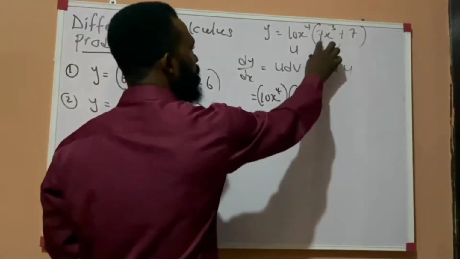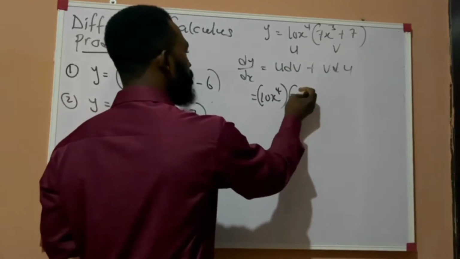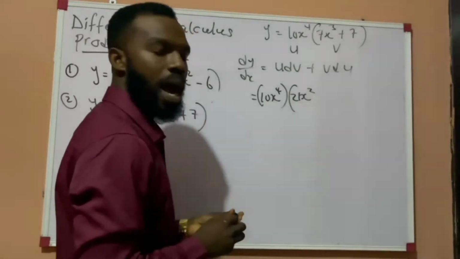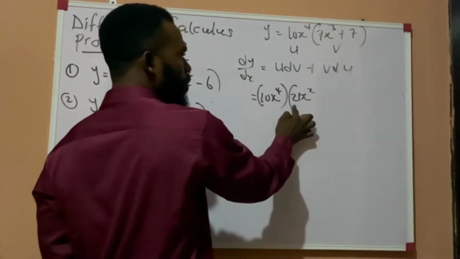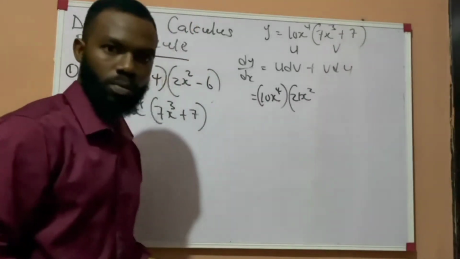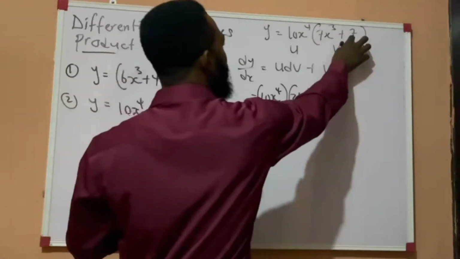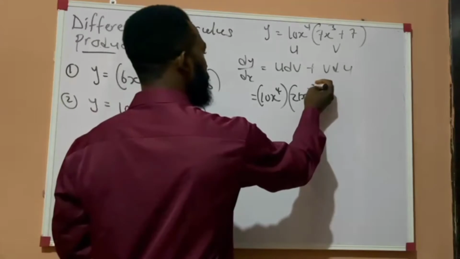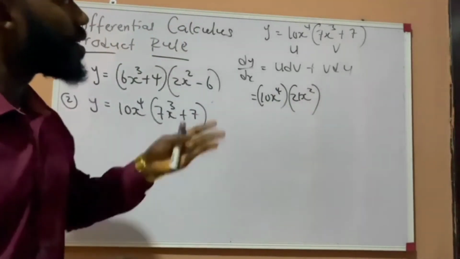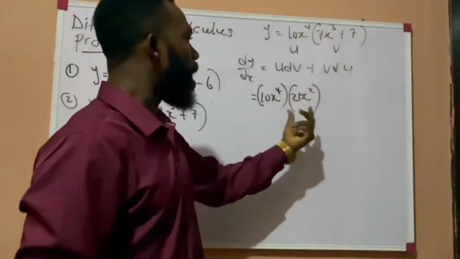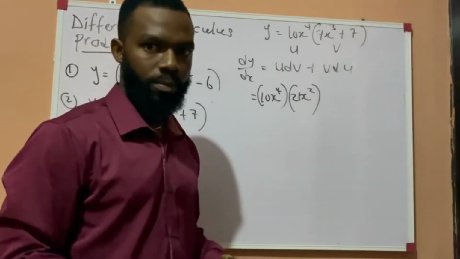If I should differentiate 7x raised to the power 3, I will get 21x raised to the power 2. How? 3 times 7 gives me 21. 3 minus 1 gives me 2. And then if I should differentiate 7, I'll get 0 because 7 is a constant. So if I should differentiate 7x raised to the power 3 plus 7, I will get 21x squared.